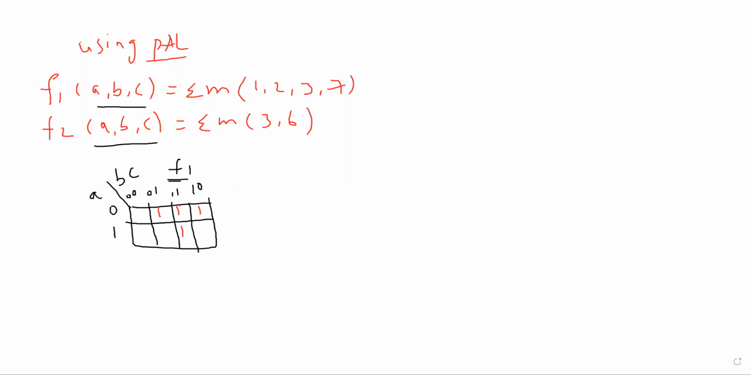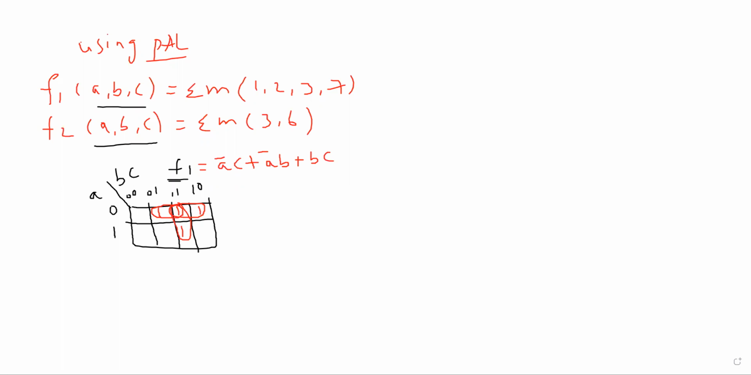Now I can group like this: one pair, another pair, and one more pair like this. Therefore I can write the Boolean expression from this: a complement into c, plus from the other pair it is also a complement into b, since b is common in the second one, plus now it is bc. This is the Boolean expression for f1.